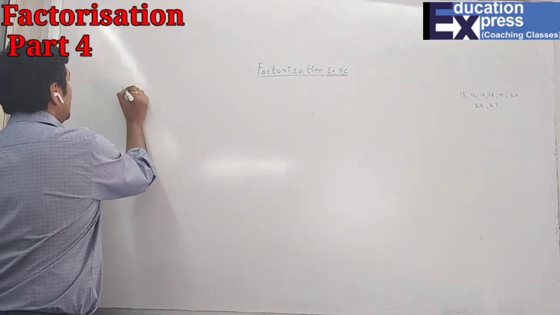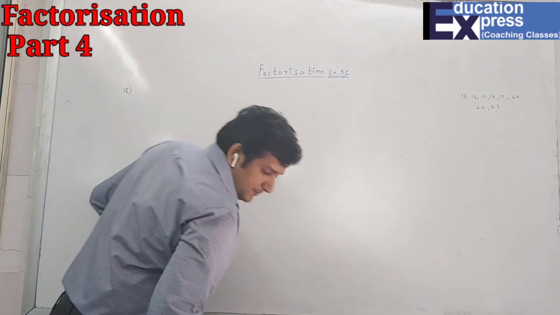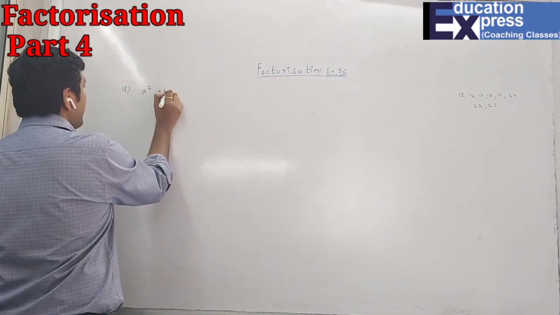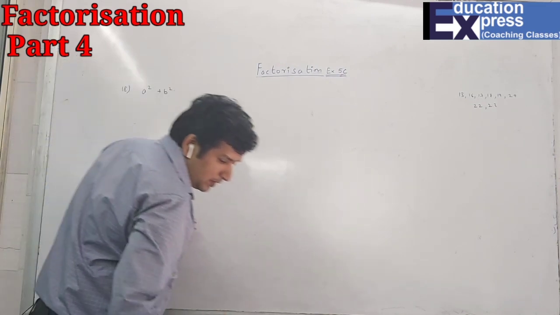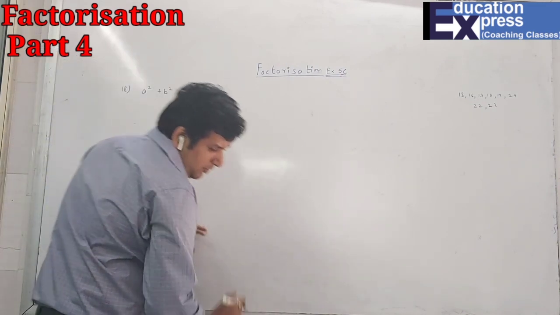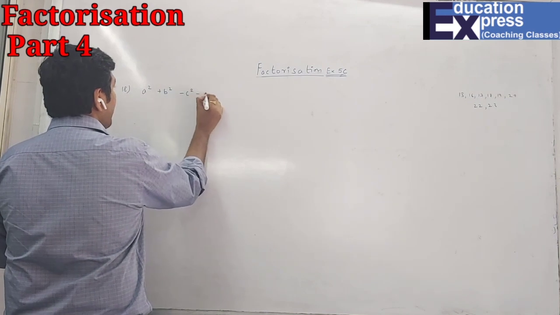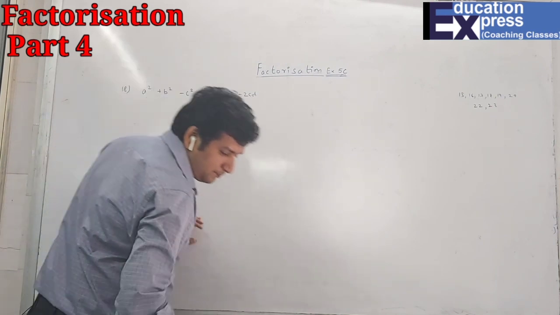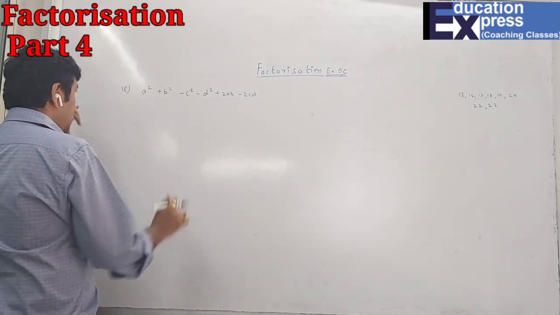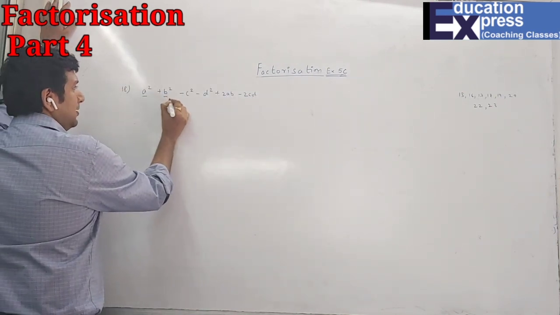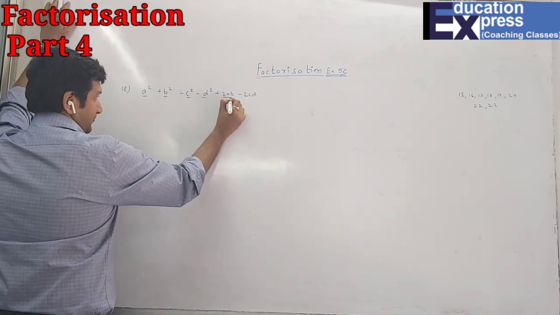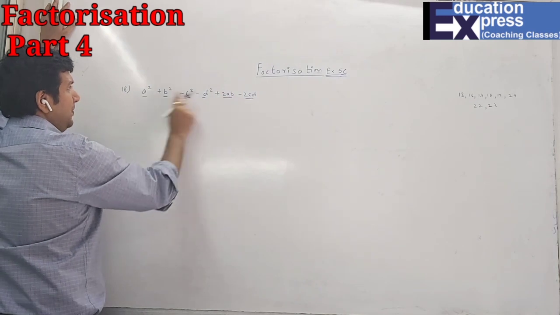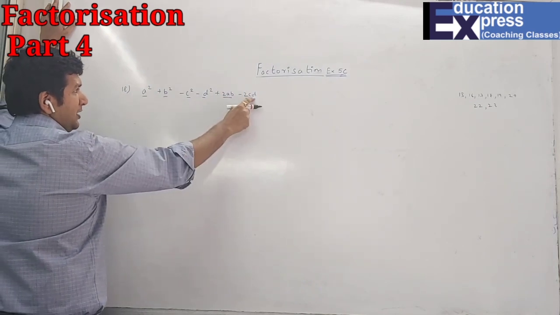Question number 18. a square plus b square minus 2c minus c square minus d square plus 2ab minus 2cd. So now students, again you can see that this number is square, square, square, square. Doesn't have a square, doesn't have a square. That means the number associated with this will be what? a and b, and the number associated with cd will be c and d.